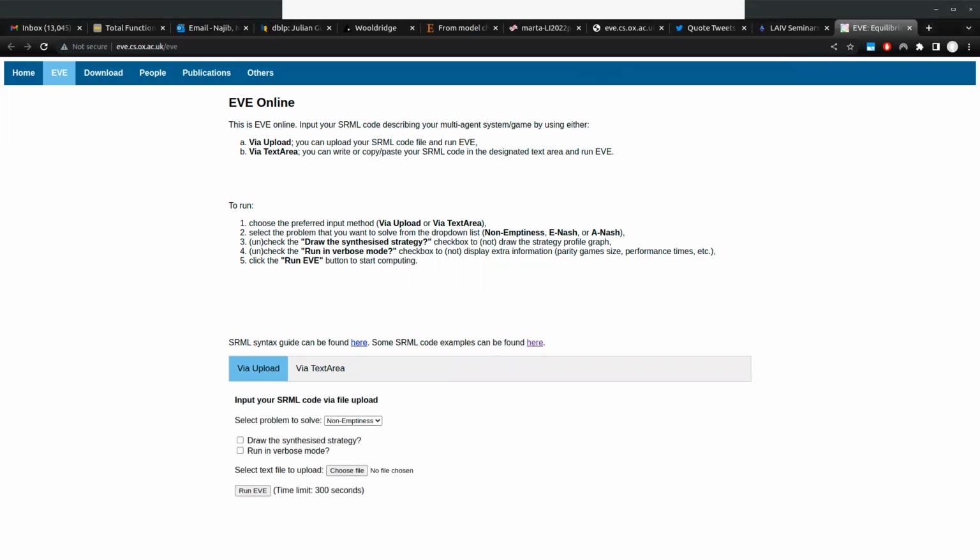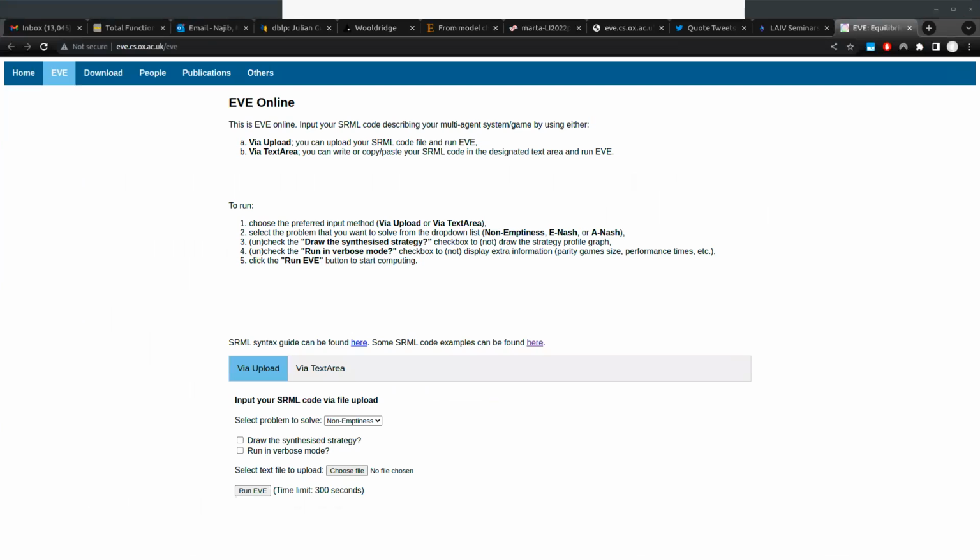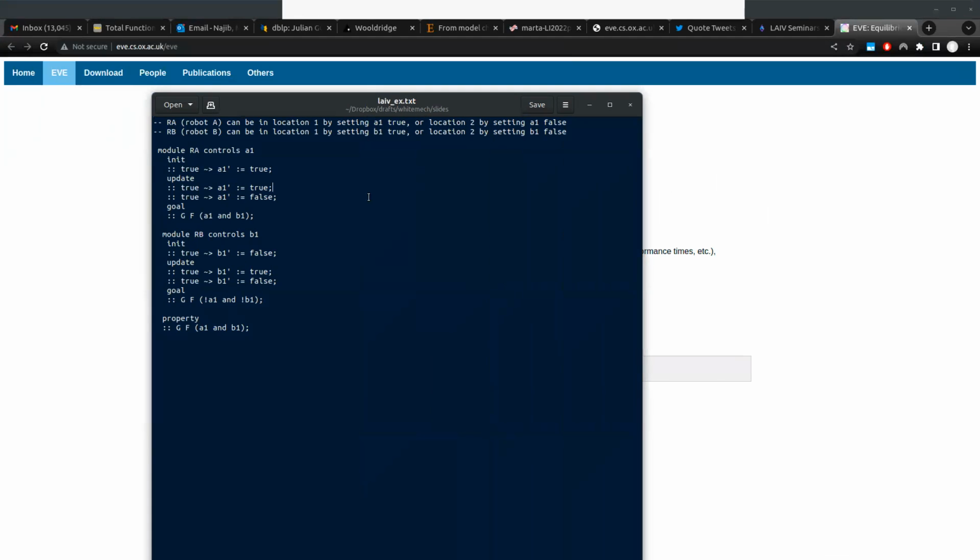Okay, let's look at an example here, the two robot example. It uses SRML, which is based on the reactive modules language that is used by some prominent model checkers such as Prism or Mocha. So it's very, very simple. We have a module that controls some variables. We have an init command, we have an update command, and the goal of the player.